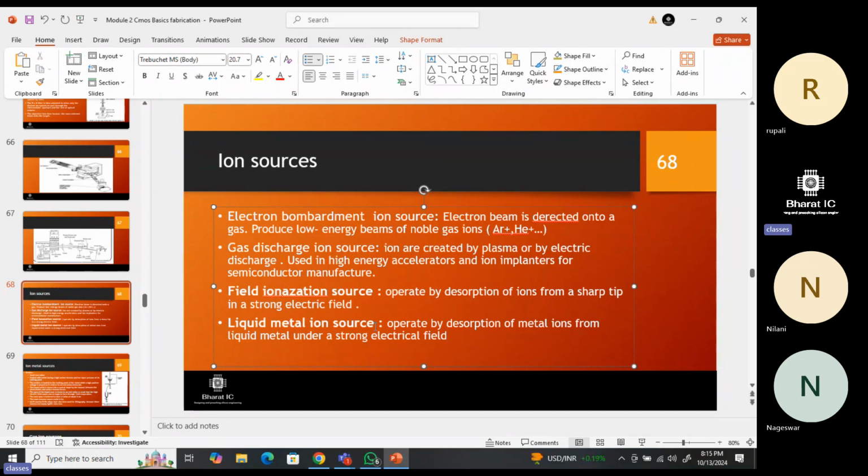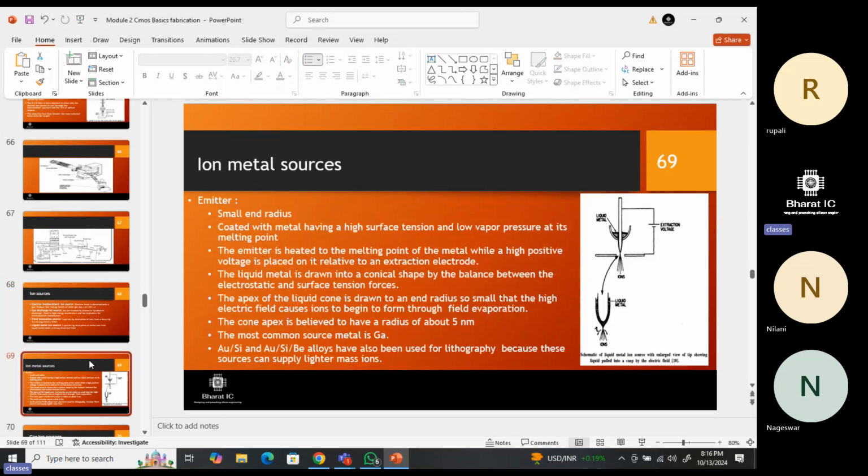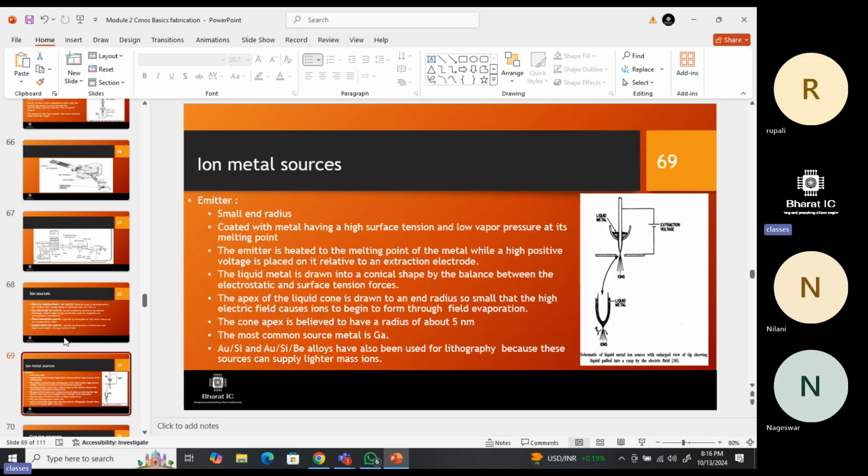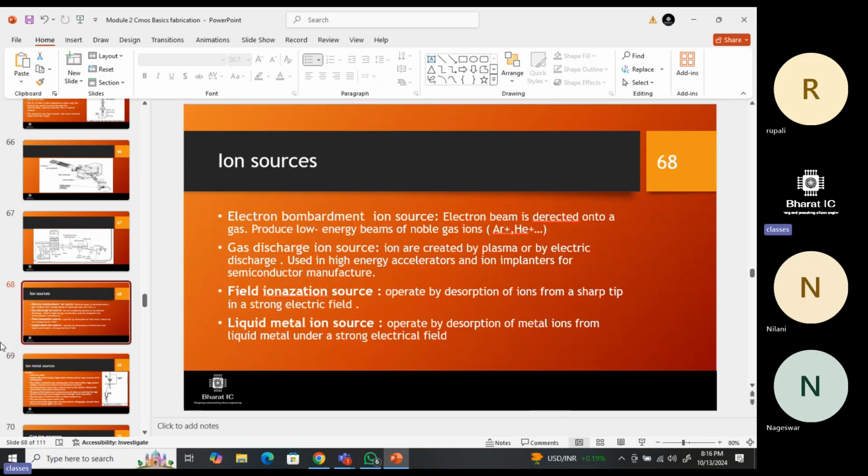These are the two ways they have been created. So this is how the ion things are created. Generally metals are used, and gas is also used. Both are used in these cases. So this is how ion beam sources are created.